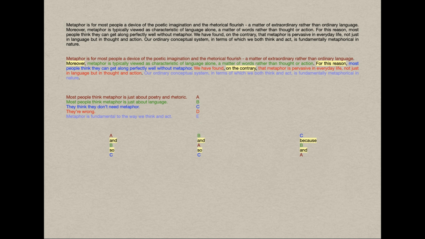The original says A and B so C, but we can turn that into C because A and B. So then we'd have something like, most people think they don't need metaphor because they think metaphor is just about poetry and rhetoric, and that it's just about language. It still means the same thing, it's just structured differently. And that's that. It's nothing too fancy, right?